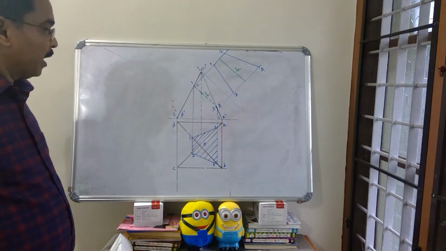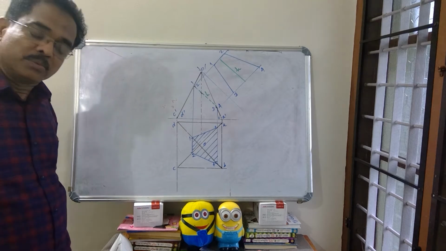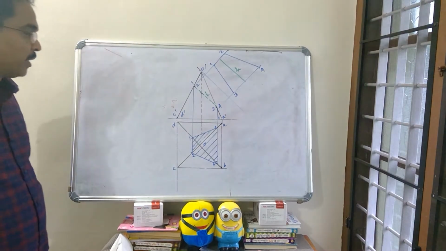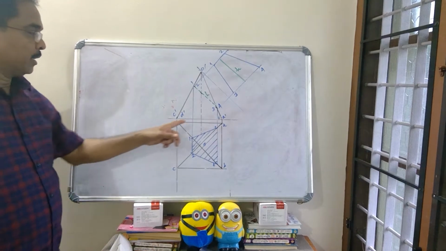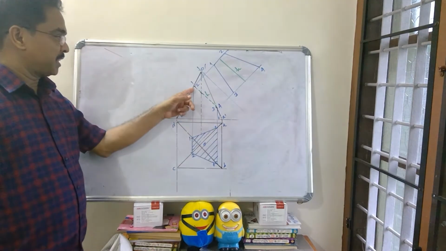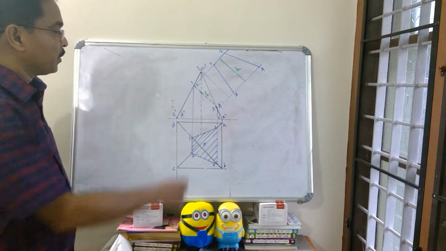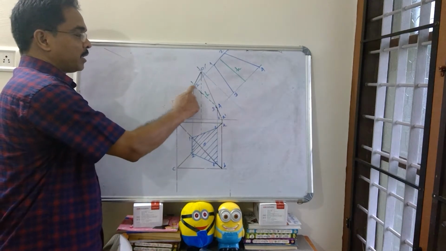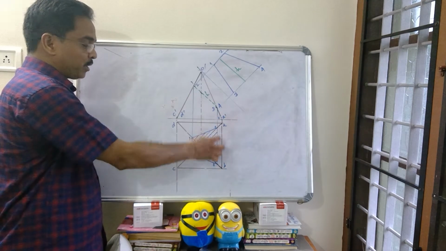Now, we will continue with the problems related to two shapes. So take the case of a square pyramid. The square pyramid is being cut by a section plane inclined to HP, perpendicular to VP. So you'll be drawing the cutting plane, marking the cutting points 1, 2, 3, and 4. Project it down, get the top view.